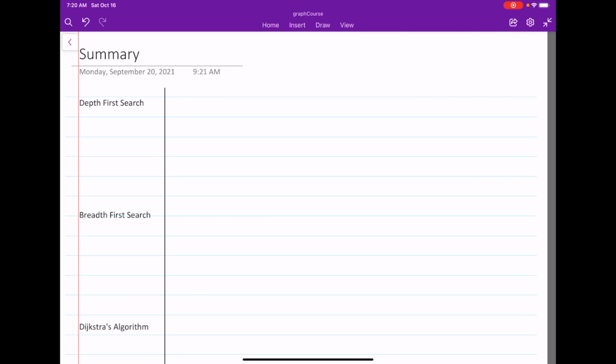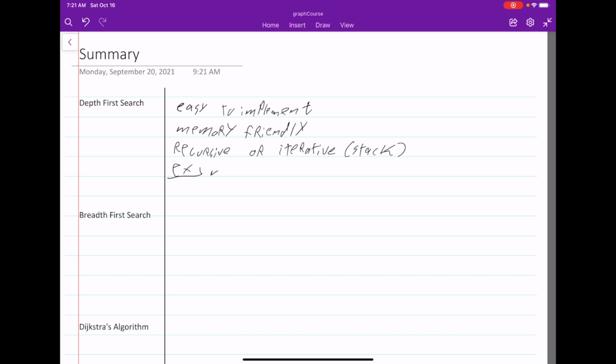Let's go ahead and summarize what we've covered in this section of the course. Depth-first search is an easy-to-implement algorithm that's memory-friendly and can find solutions to simple mazes. It does, however, perform poorly on some more generic search tasks.